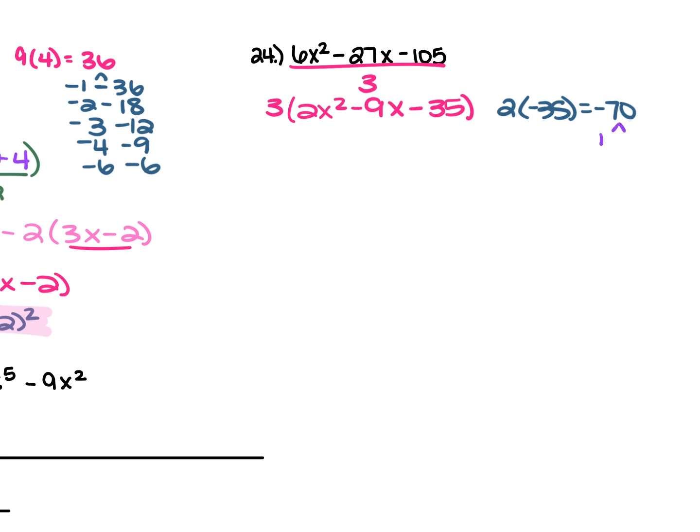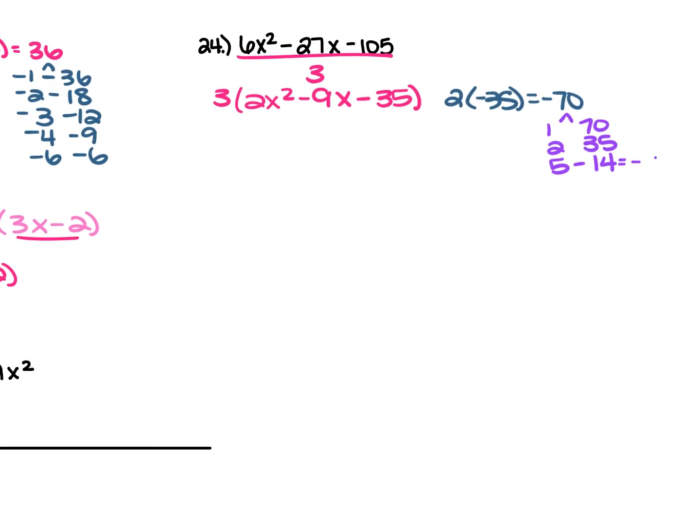You have 1 and 70, 2 and 35. 3 does not go into it evenly, 4 does not go into it evenly. 5 goes in 14 times. The 5 and the 14 will give you negative 9 if the 14 is negative and the 5 is positive. So this is going to get rewritten as 3 times 2x squared plus 5x minus 14x minus 35.